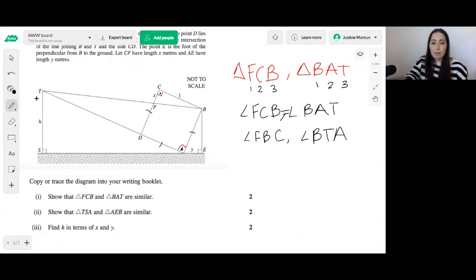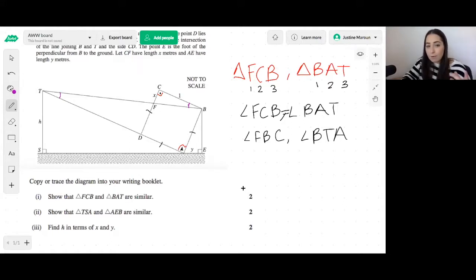So, we do the same thing with this one. We look at the diagram and see if we can prove that these are equal. So FBC is this one marked in purple, and BTA is this one here also marked in purple. So we need to show that these are equal in some way.